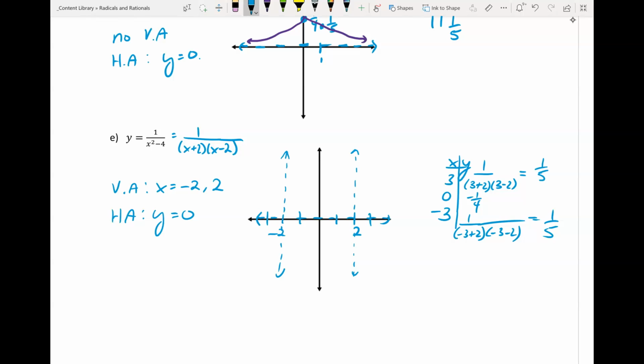Okay, so I'm going to plot these points. And what I can do, instead of labeling my y-axis, I can just draw the point in and then label it right there. So I can just say this is (3, 1/5). And that's easier to do when we have fractions in our y value. Then I'm going to plot the next one, which is (0, -1/4). And then lastly, (-3, 1/5).